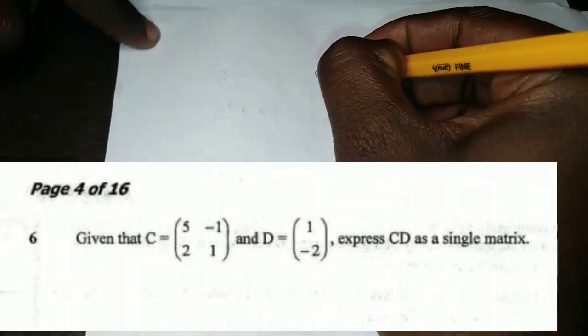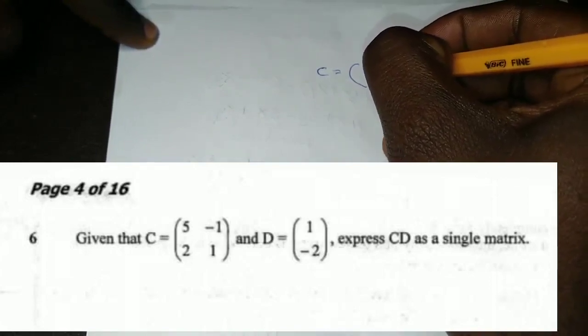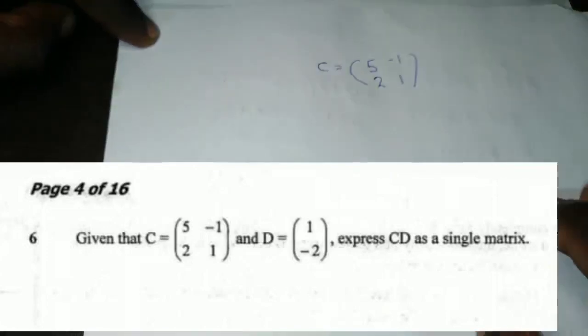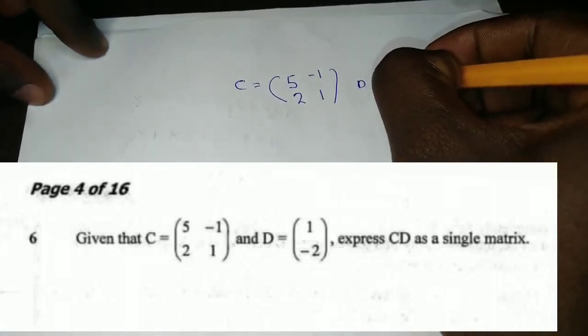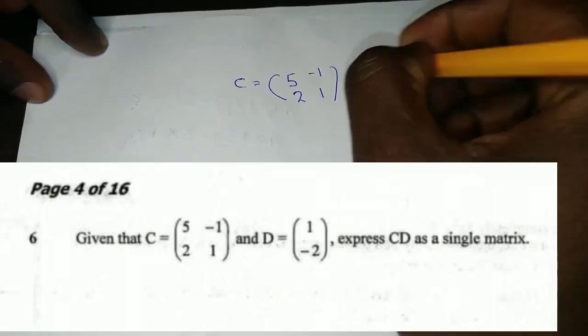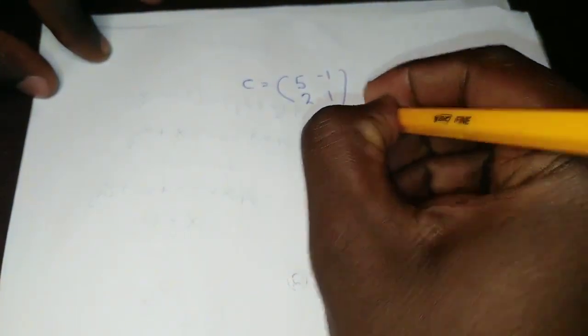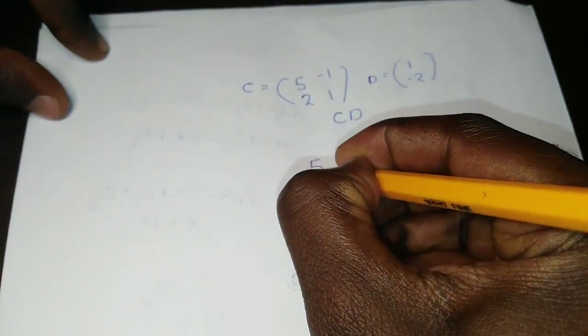So we are told, question 6, given that C is equal to, let me just write it here so we can solve the question. C is the matrix 5, negative 1, 2, 1. Then D is equal to 1, negative 2. Express CD as a single matrix. When they say CD, they simply mean you should multiply these two matrices.